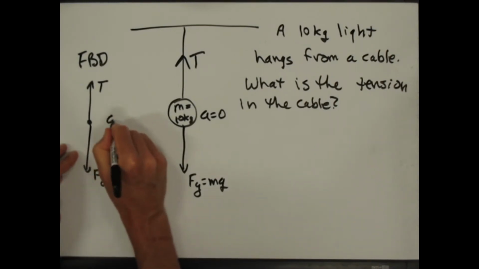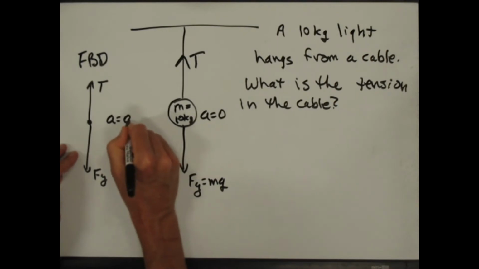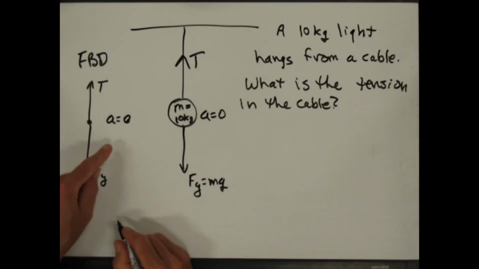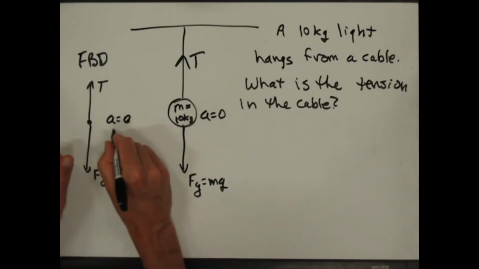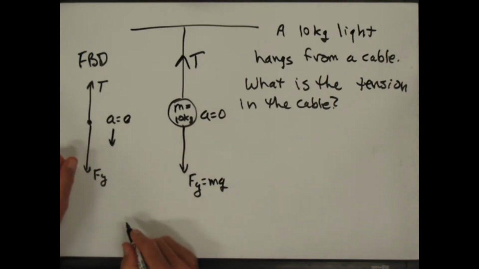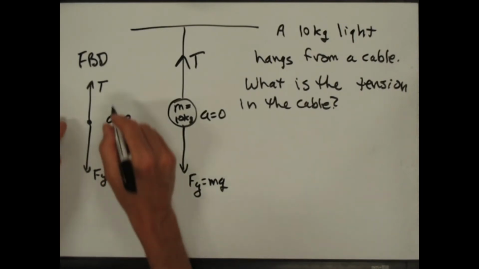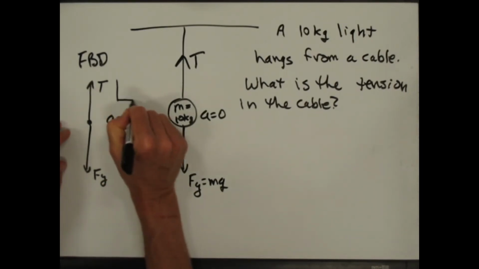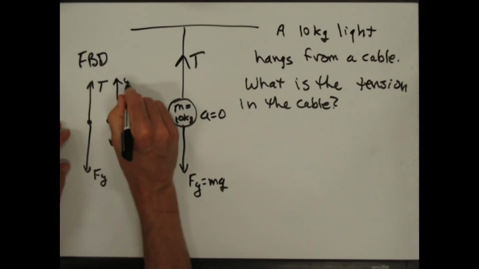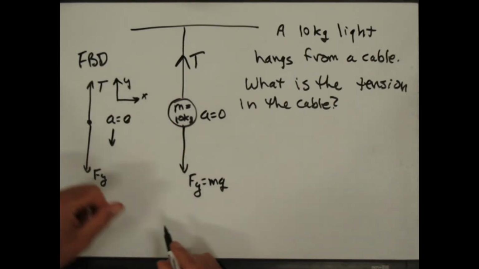I would go along here and say a equals 0, which means it doesn't really have a direction. I might pick a direction this way. Even though there's no acceleration, if there was going to be an acceleration, it would probably fall down. And now I've got to pick a coordinate system. So here's y and x.